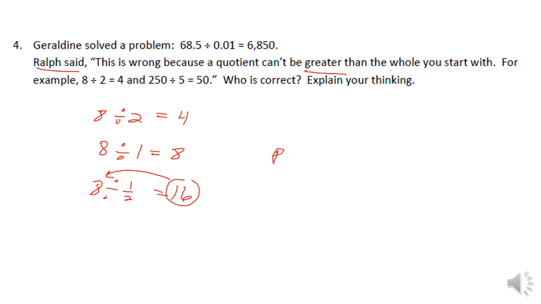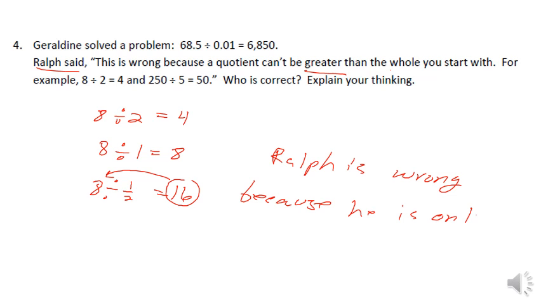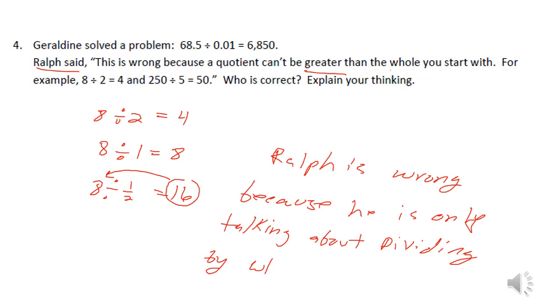And that's because Ralph is wrong, because he is only talking about dividing by whole numbers greater than 1. If you divide by a decimal, you're going to end up with a larger number than your dividend.